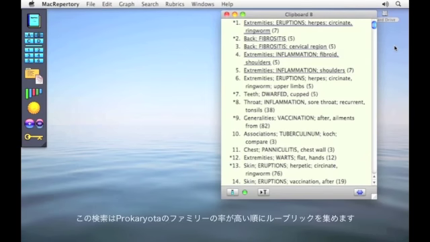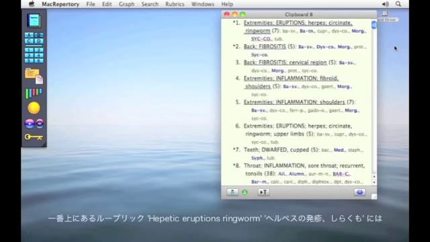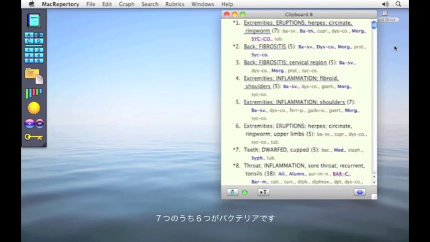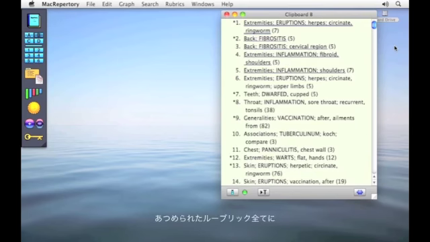What this search does is it puts those rubrics first that have the highest percentage of the family in them. So in this case, if we look at the remedies, you can see that in herpetic eruptions, ringworm, 1, 2, 3, 4, 5, 6 out of the 7 remedies are bacteria. In fibrositis, all of them are, and also in the next fibrositis. So all of these rubrics have a very high percentage of bacteria.